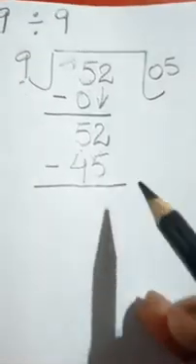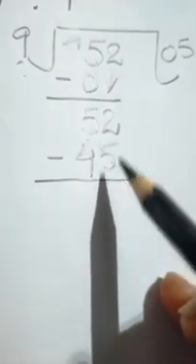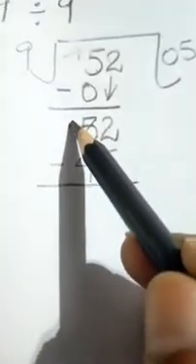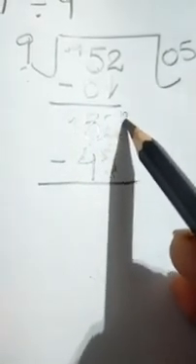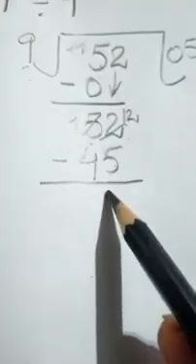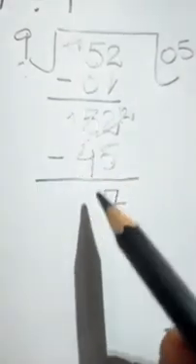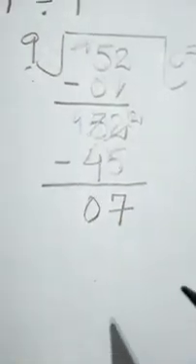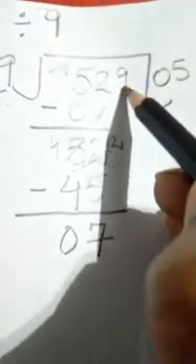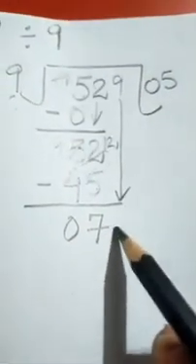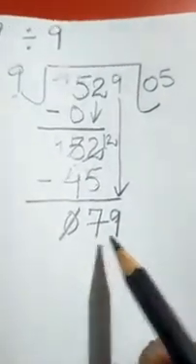Now we will do subtraction. 2 minus 5 is not possible. So we will take one borrow from here and it will become 12. 12 minus 5, 7 is there, and 4 minus 4, 0 is there. Now we will move to the next digit, that is 9. We will write here 9 and we will bring it downside. Now it has become 79.